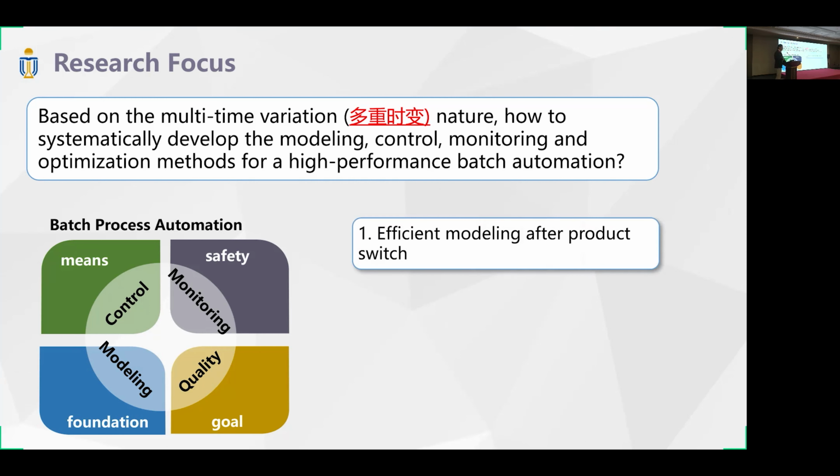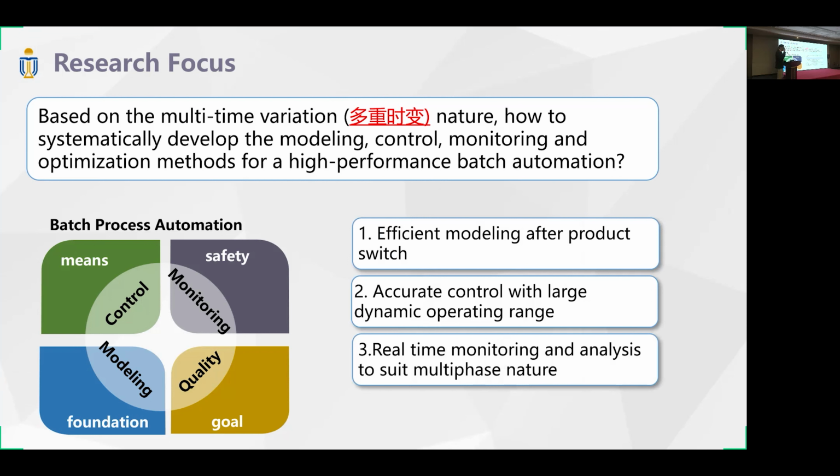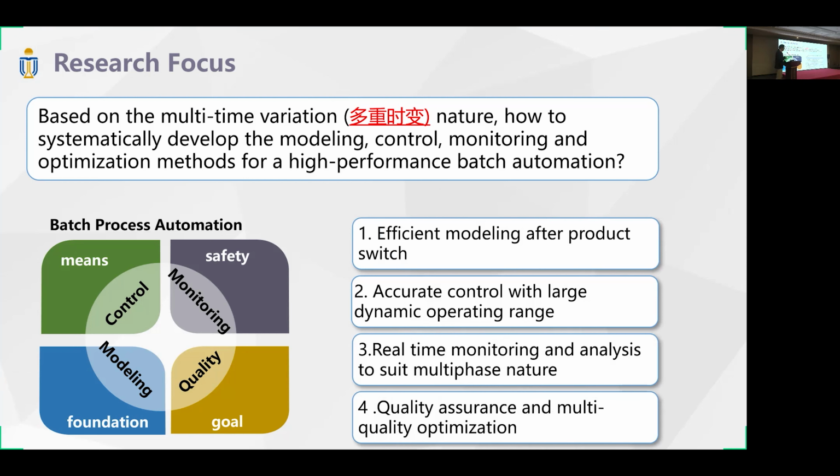We try to address these issues: how do we develop an efficient modeling strategy after product switches? And also, how do we accurately control the process with large dynamic ranges? How do we do real-time monitoring and analysis to suit batch process multi-phase natures? And how do we ensure quality? And by the way, quality may be multi-dimensional, sometimes contradictory. How do we ensure those qualities? Because of the time, I may not be able to report all those findings, but I will do a quick scan of the philosophy we have for those four areas.